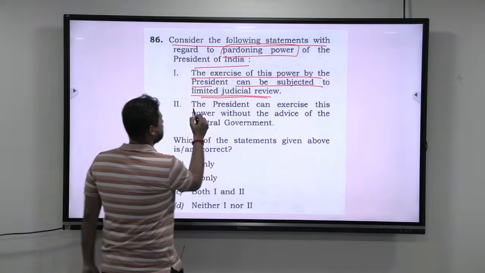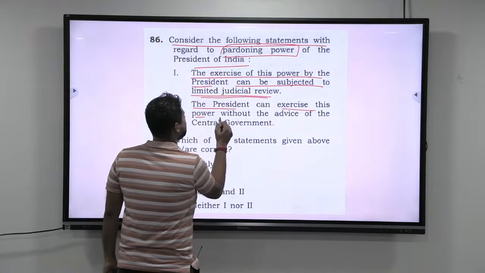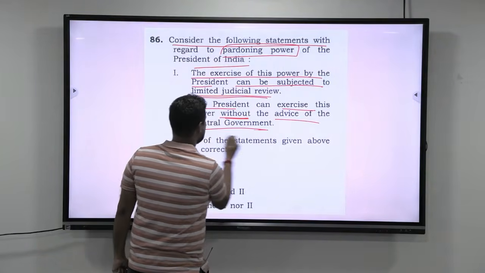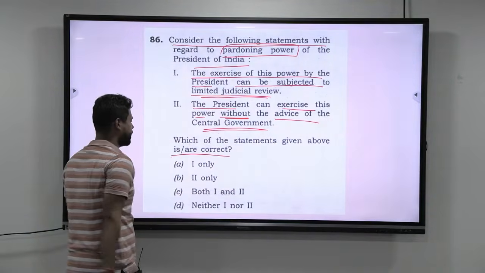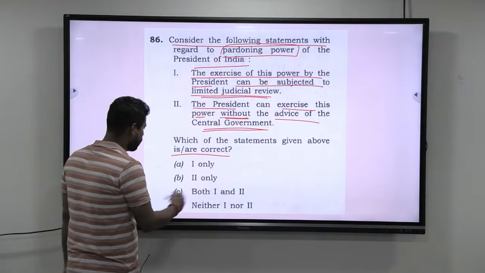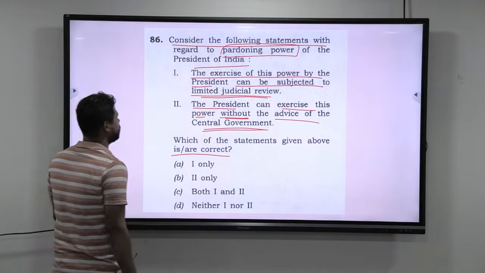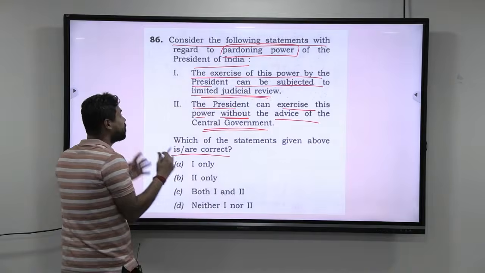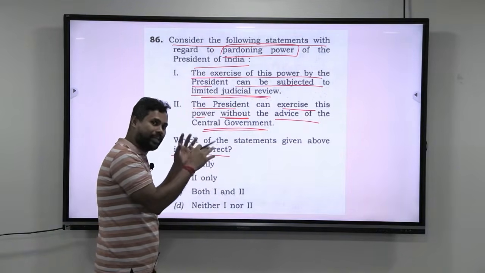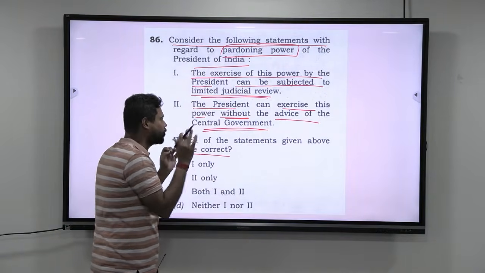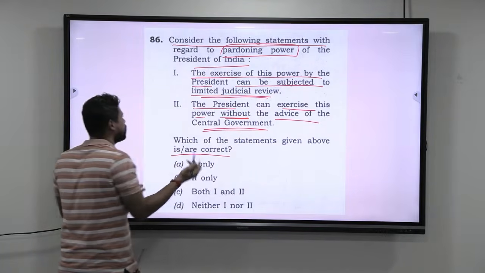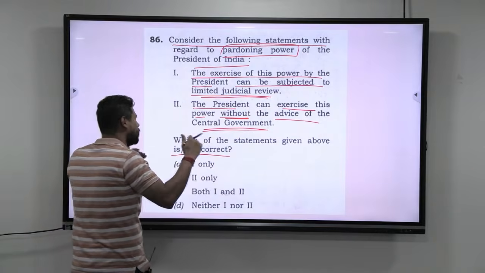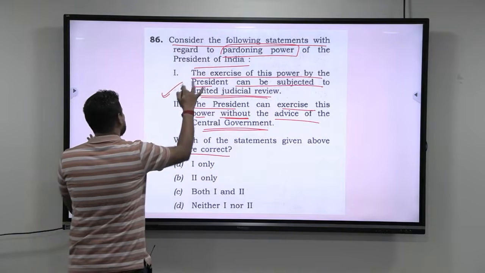Statement 2: the President can exercise this power without the advice of the central government. Which of the statements given above is or are correct? You have 1 only, 2 only, both 1 and 2, or neither 1 nor 2. Now, as I told you, with that philosophy I am trying to deduce the answer, and then I will come to the conceptual or exact procedural part. The exercise of this power by the President can be subjected to limited judicial review. Anything and everything to a level will always be subject to judicial review. So this should be correct.